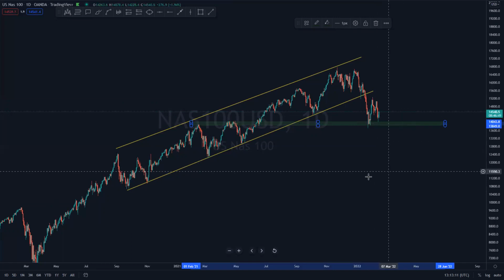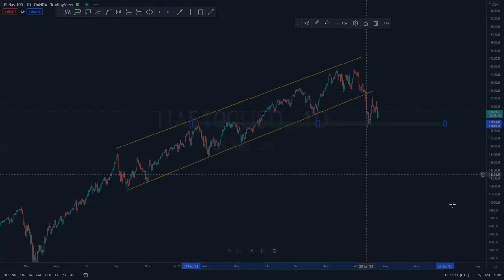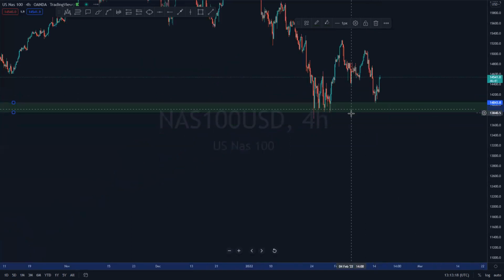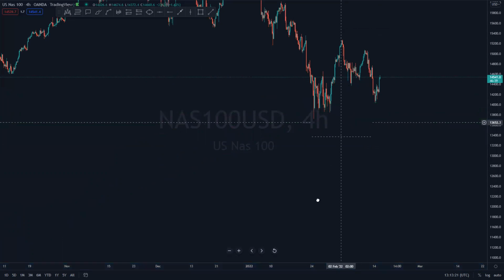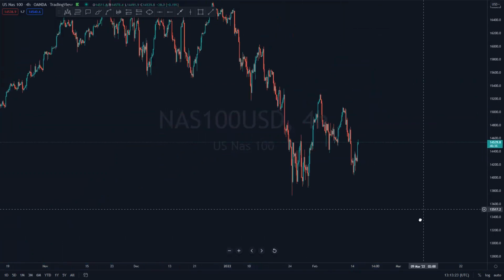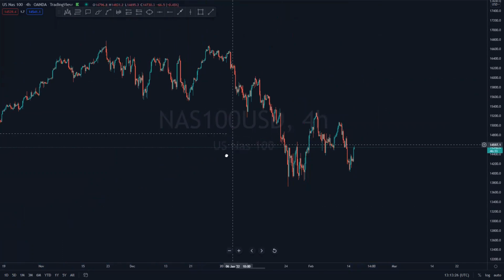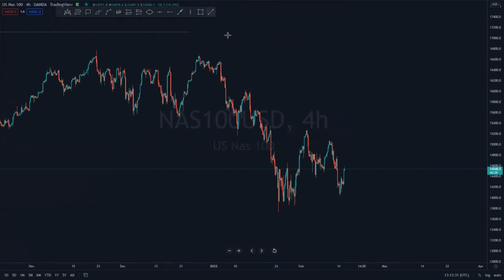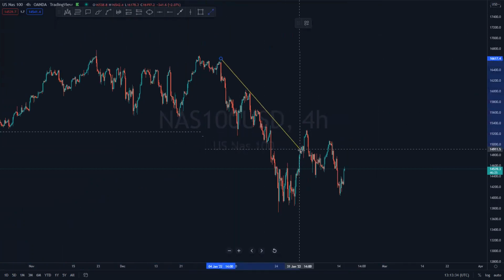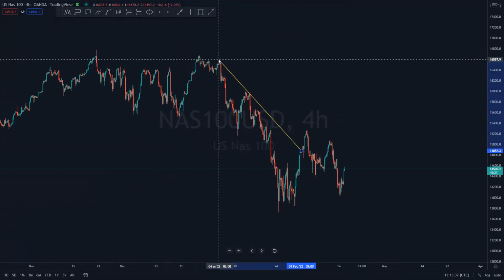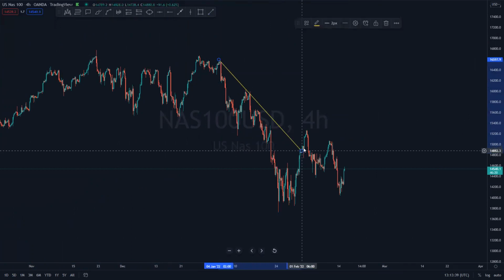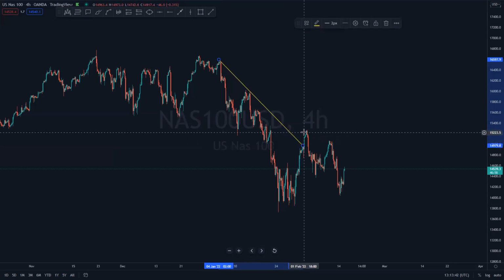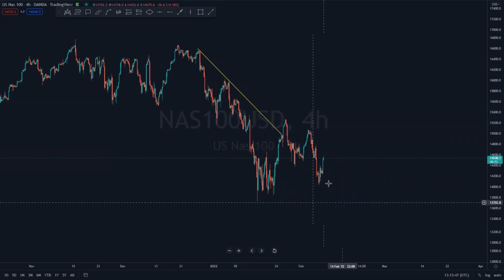So we're going to go on 4 hour and see what is happening on 4 hour. On 4 hour, let me just erase this thing. So if you can just check on 4 hour, what is happening here? We have this structure here. The price broke impulsively, so it came back and started to play around this.